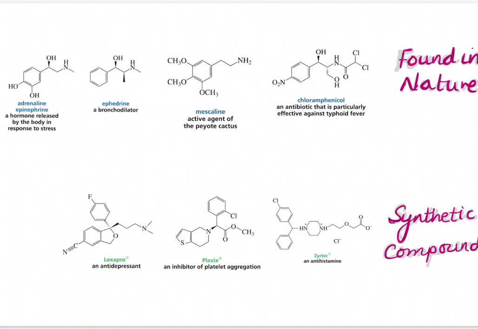Some of the great examples are adrenaline, which is also called epinephrine, a hormone that is released by the body in times of stress, and ephedrine, which is a bronchodilator, and chloramphenicol, which is an antibiotic that is used for typhoid fever. And apart from this, there are also many other physiologically active substituted benzenes that are not found in nature but are synthesized by man.